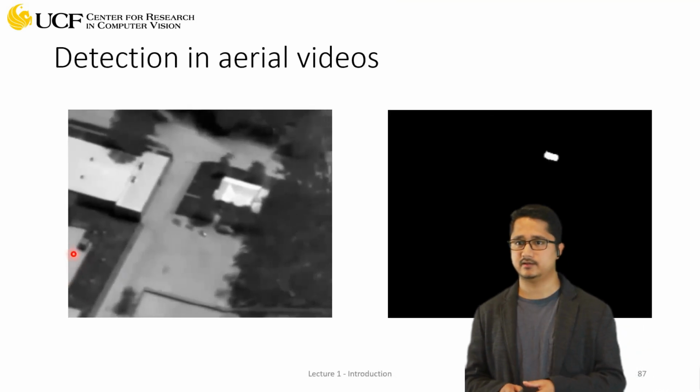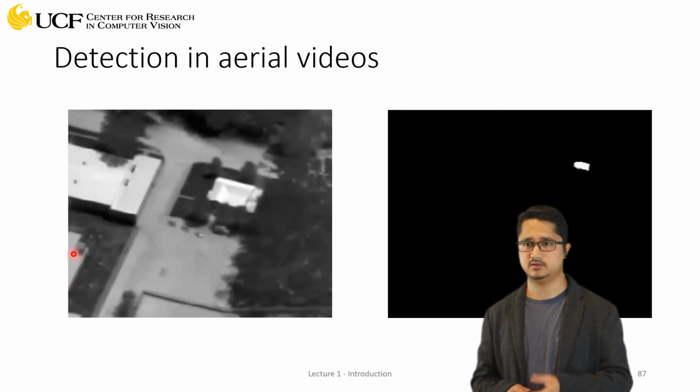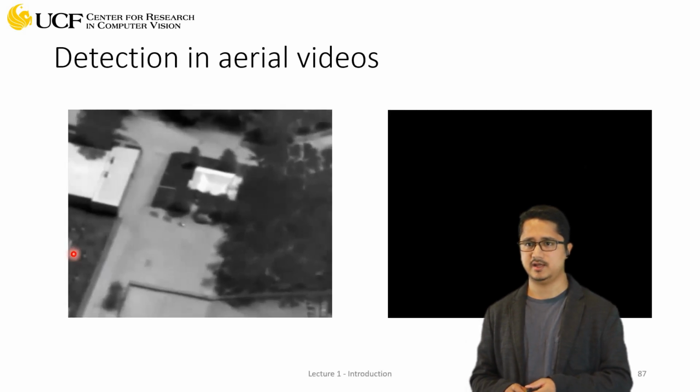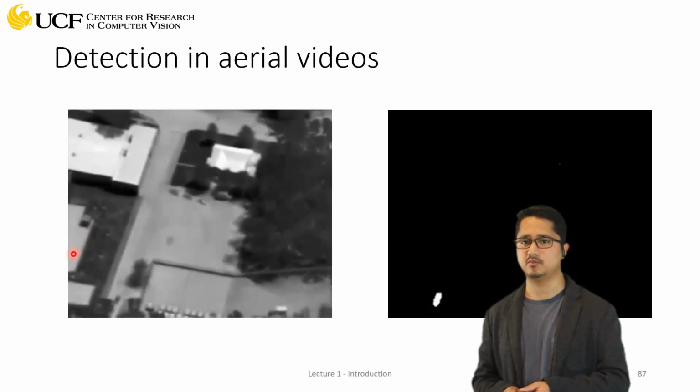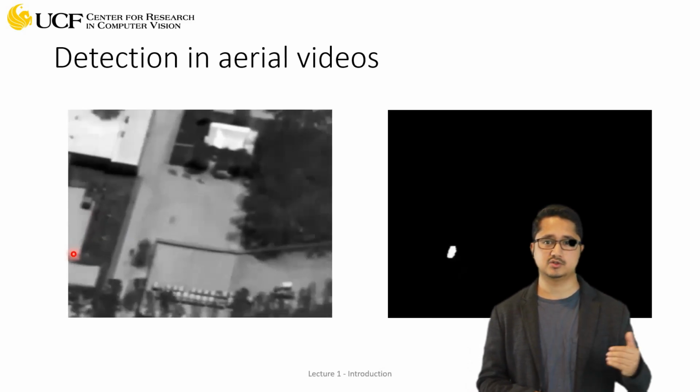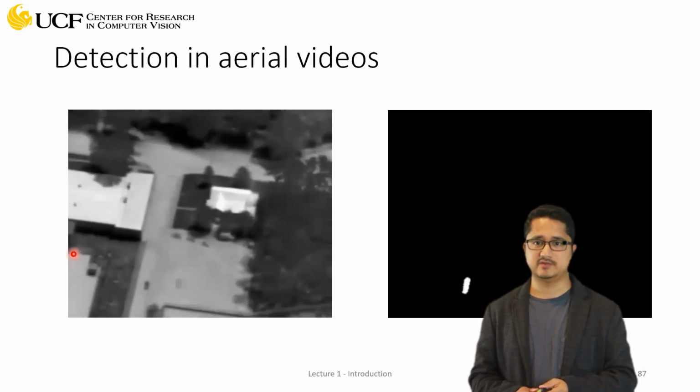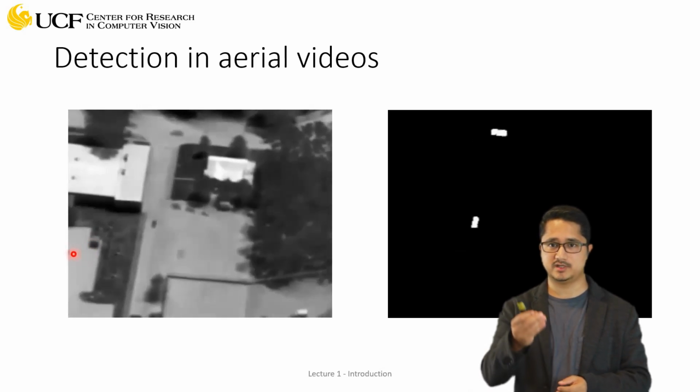Okay, so again, this is a detection of objects in videos, but this is aerial videos. And you can see here that this is far more challenging than if we had videos from the ground. Even as a human, it's very hard to actually localize those vehicles there.